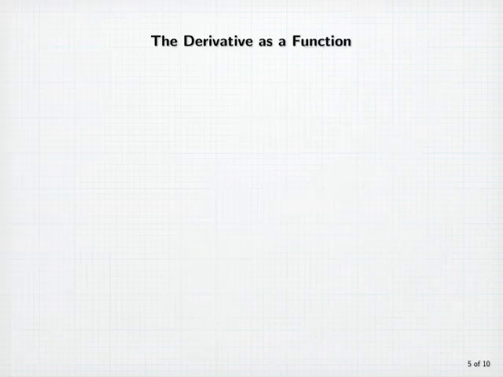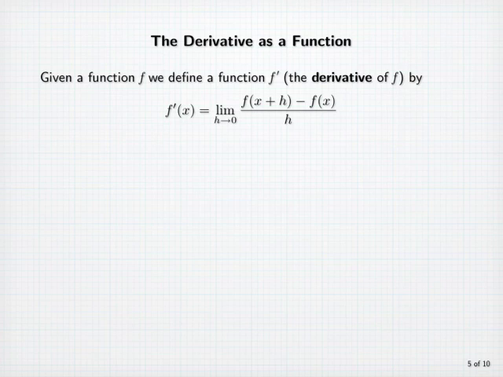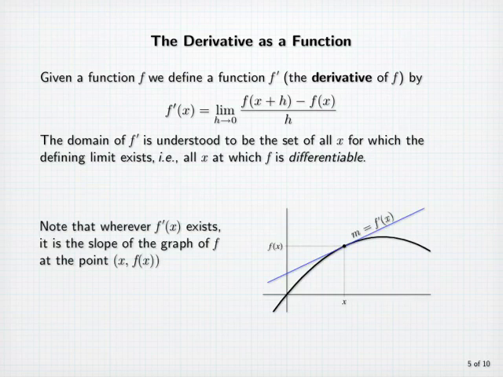The derivative as a function. Given a function f, we define a function named f', called the derivative of f, by f'(x) equals the limit as h goes to 0 of (f(x+h) - f(x)) divided by h. The domain of this function f' is understood to be the set of all x for which the defining limit exists, that is, at all x at which f is differentiable. Note that wherever f'(x) exists, it is the slope of the graph of f at the point (x, f(x)), as well as the rate of change in f(x).